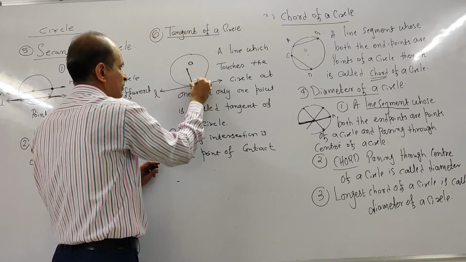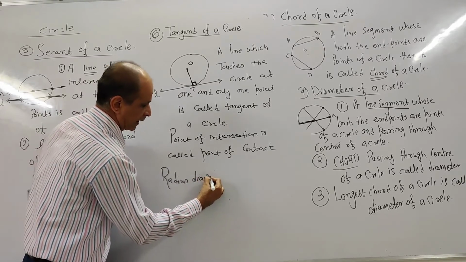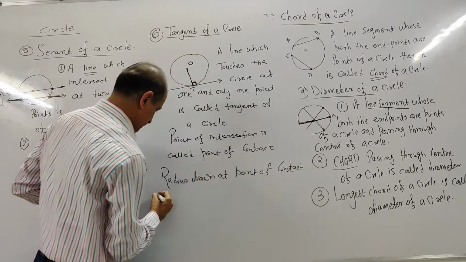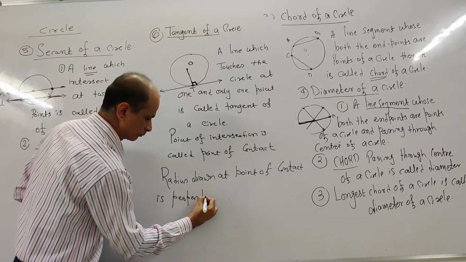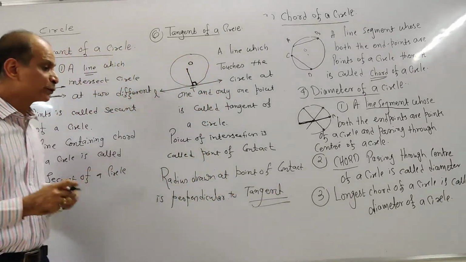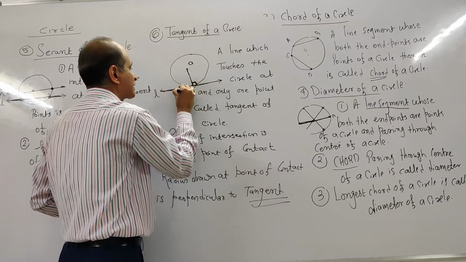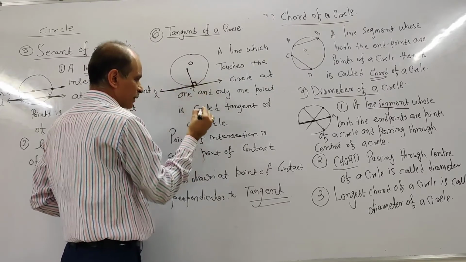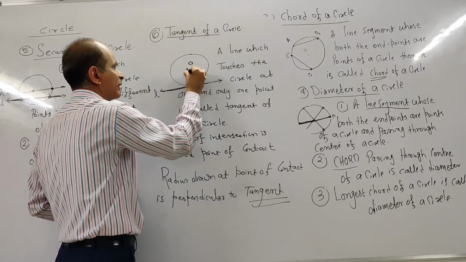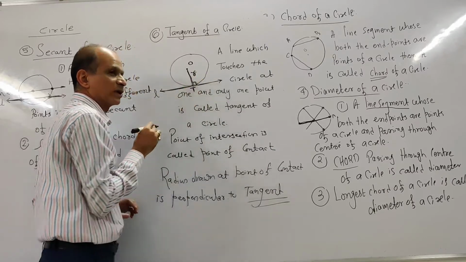So here we can use one special theorem, that is: radius drawn at the point of contact is perpendicular to tangent. Very important statement. We have to use this statement to solve many examples. A line which touches the circle at one and only 1 point is known as tangent. This point is known as point of contact T. If you draw a line segment from center to point of contact, this becomes radius, and according to one theorem, this radius drawn at the point of contact is always perpendicular to the tangent of a circle.